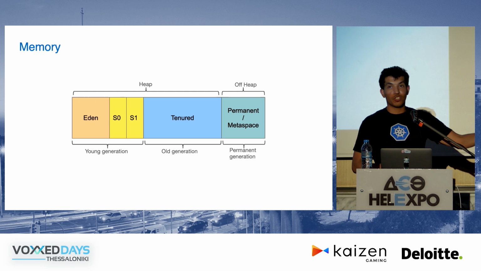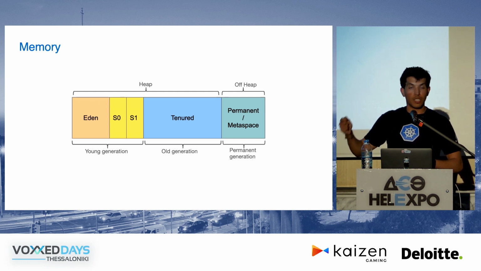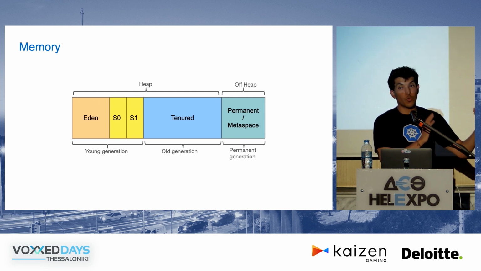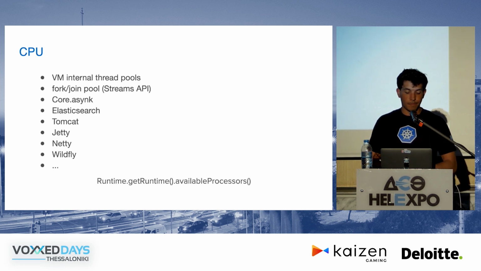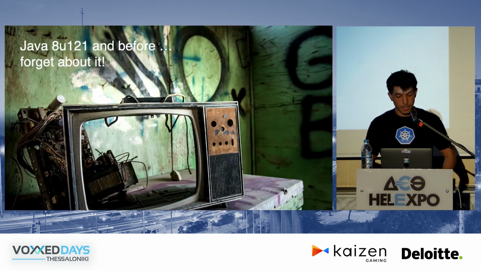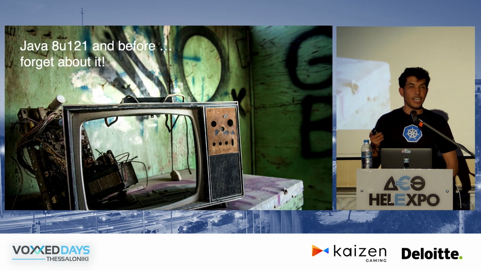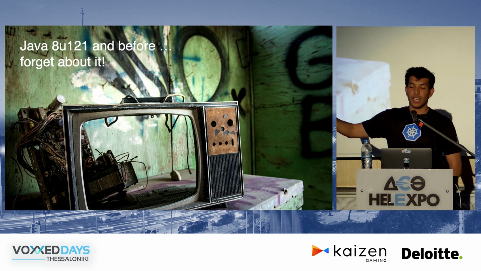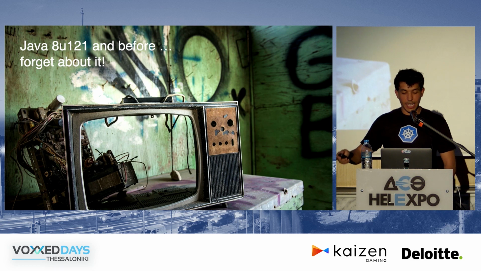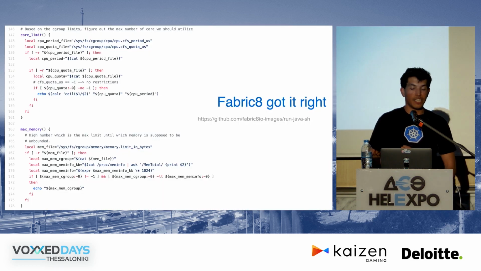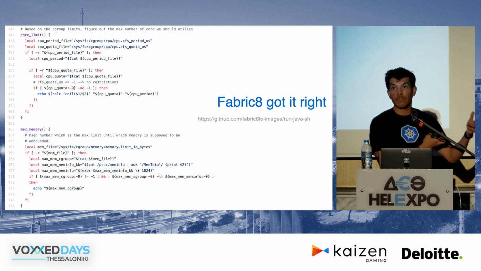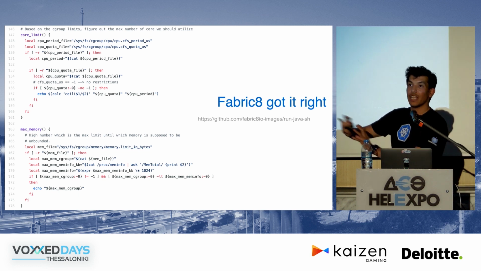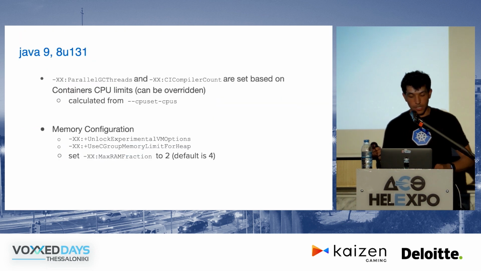Java 8 got the information from the underlying host, didn't care about the cgroups limitation, and configured the heap memory wrongly. The same thing applies for the CPU as well. If you're using Java 8 update 121 or before, there's no way the JVM is container aware. And good luck with that. There is a nice hack from the Fabric8 community that adds a startup script that takes the information from the cgroups limitation and provides it to the JVM during startup.